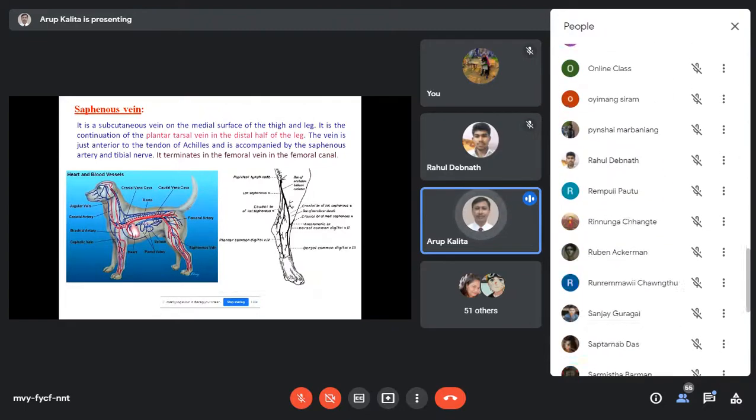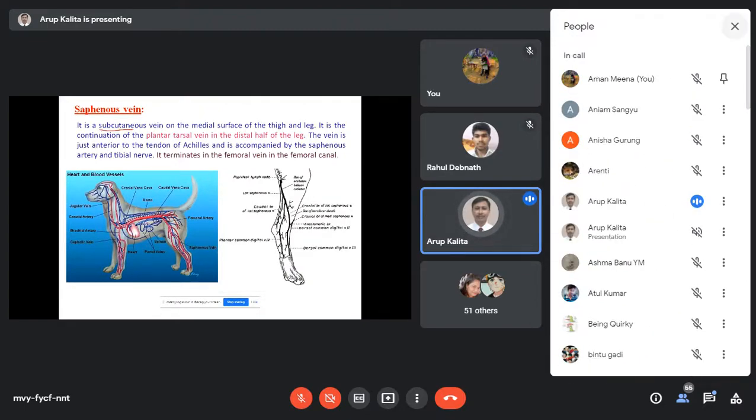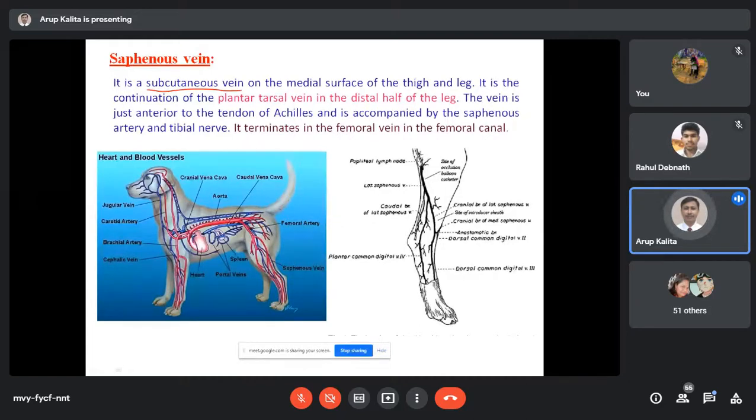So, saphenous is a subcutaneous vein. Subcutaneous means it is present just below the skin. On the medial aspect of the thigh, this is the thigh region. So this is the saphenous vein. Here you see, this is the saphenous vein. So the saphenous vein is present on the medial aspect of the thigh and leg. This is the thigh region, this is the leg region.